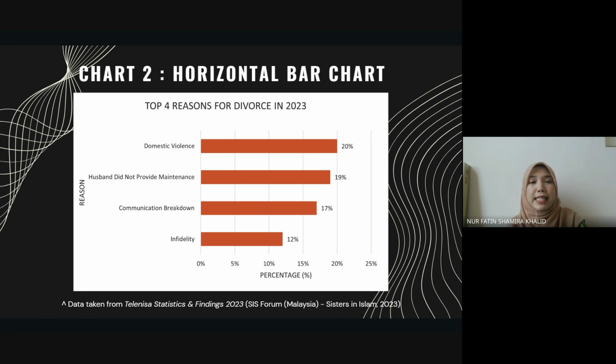Finally, infidelity caused 12% of the divorces. Cheating often happens, especially when the relationship is already under stress and it becomes the common reason to break up. Overall, the graph highlights that both financial and emotional issues play major roles in causing divorces in Malaysia.